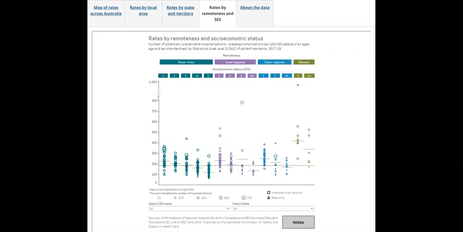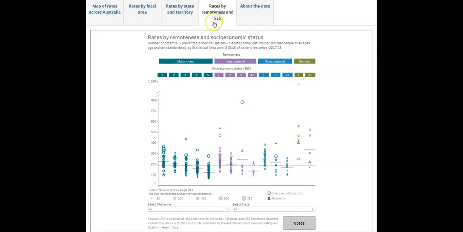SES is a ranking from 1 to 5 based on geographic areas. It is a measure of relative disadvantage. An area classified as SES level 1 means its population is in the bottom 20% of areas living with the greatest overall level of disadvantage. On the other hand, SES level 5 means that area experiences the least amount of disadvantage and hence belongs to the highest socioeconomic group.